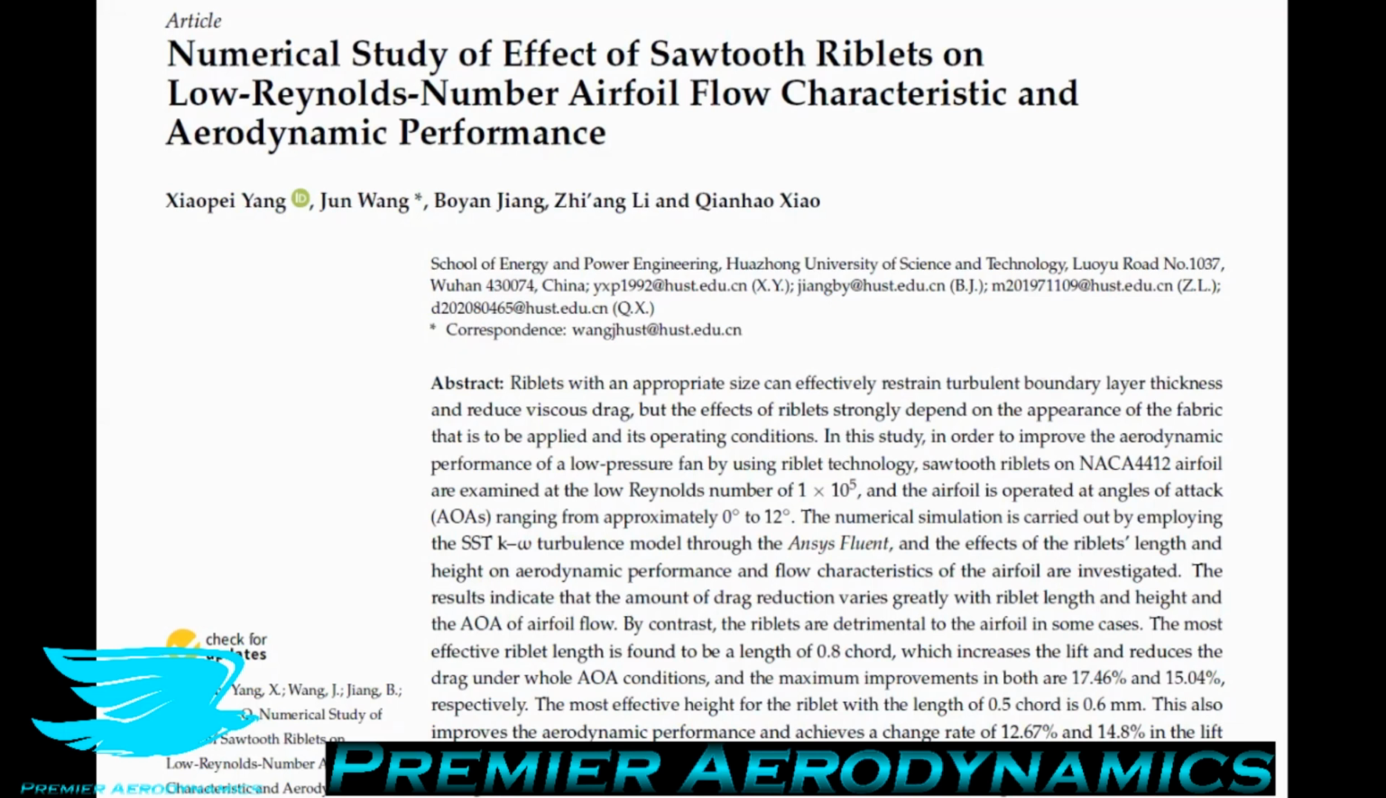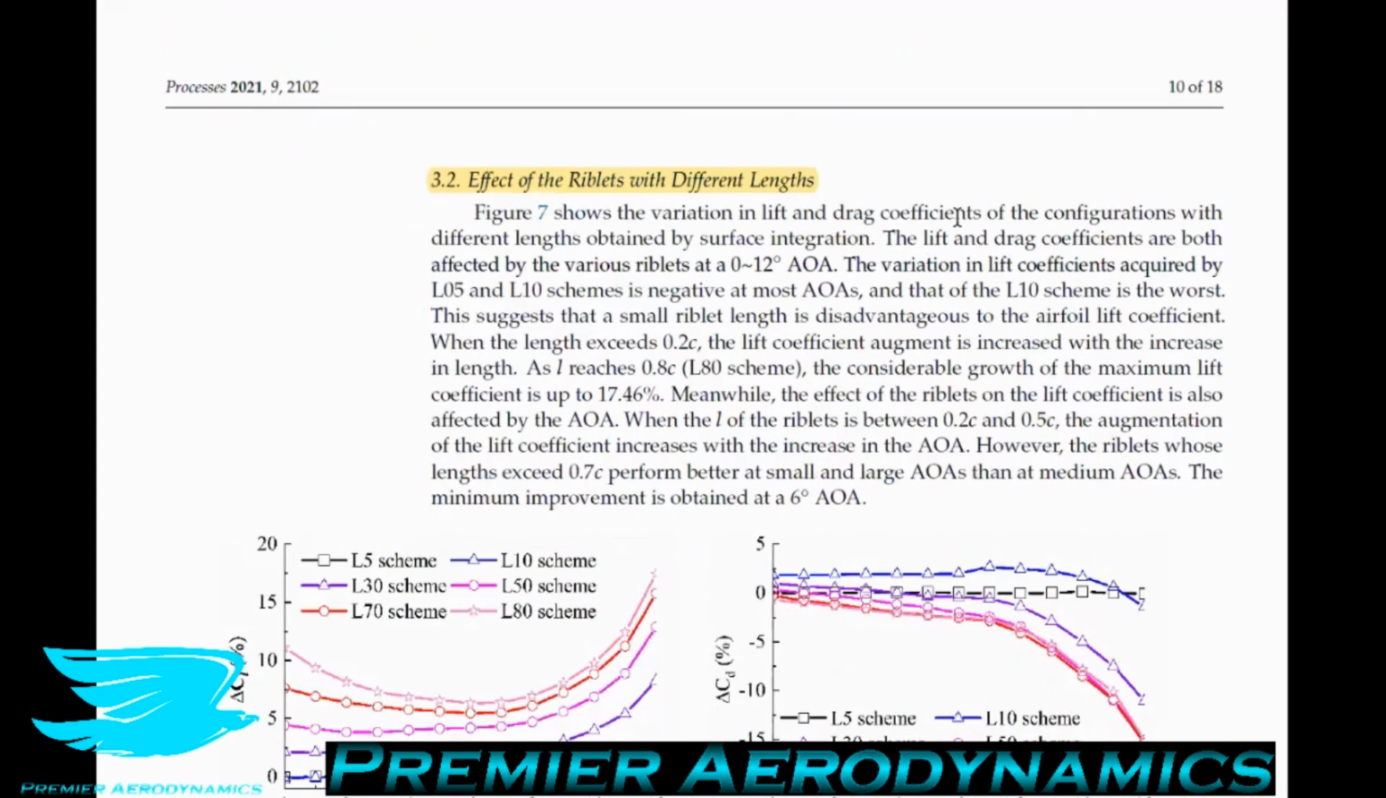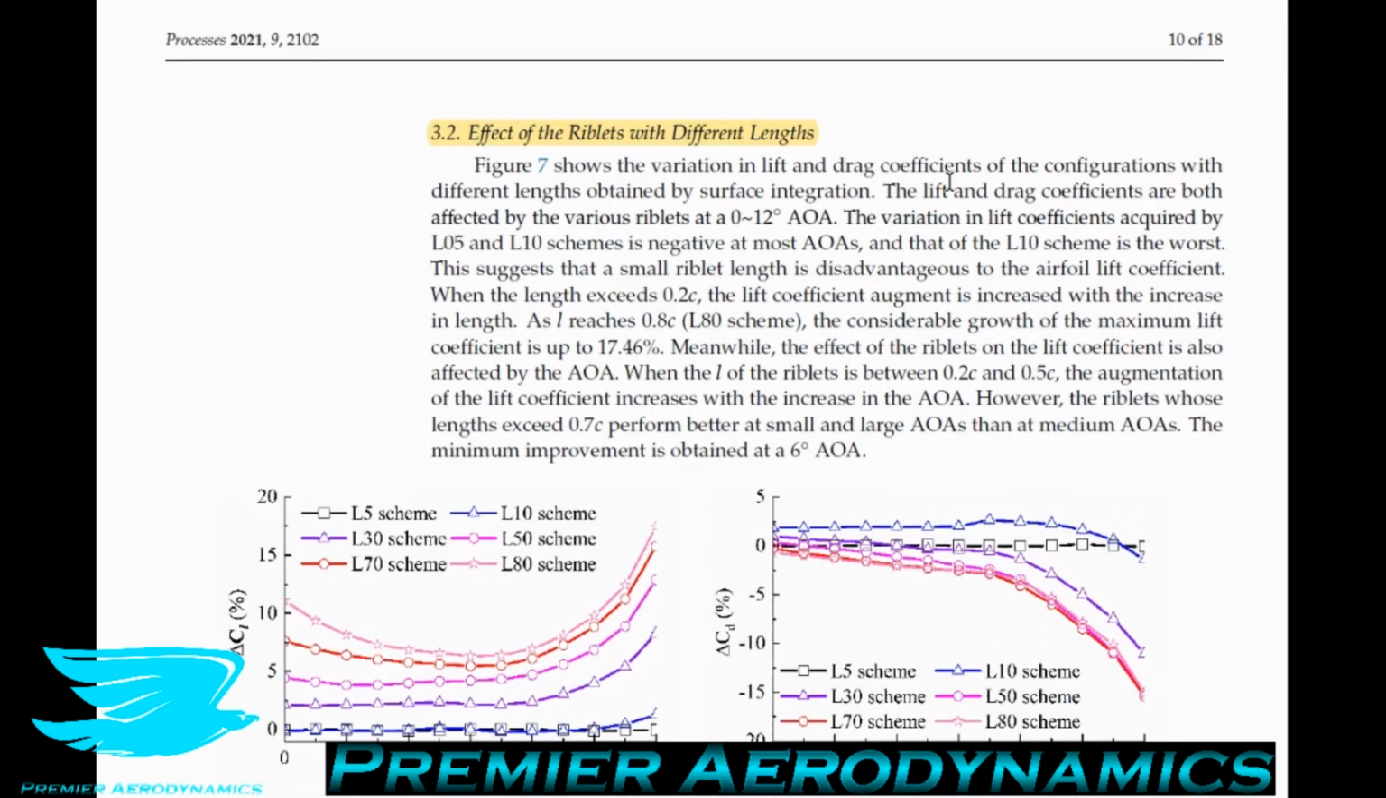This is the second part of our sawtooth riblets on low Reynolds number airfoil aerodynamics. Part one was podcast number 101. So if you haven't listened to that yet, go back and listen to that and then come back to this. We're going to pick up where we left off in the last podcast on page 10, where we're looking at the effects of riblets with different lengths on the aerodynamics of this airfoil.